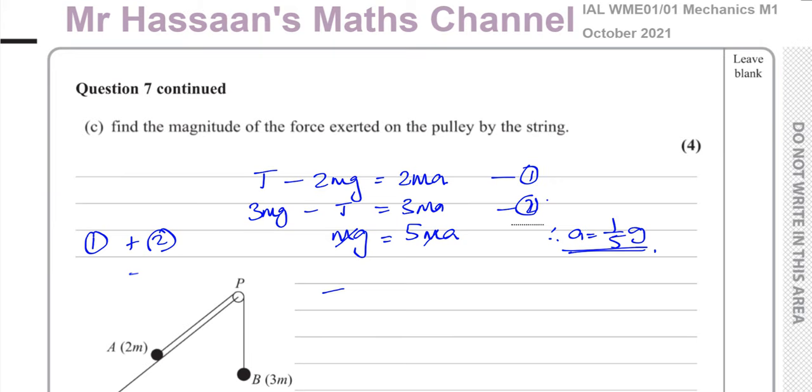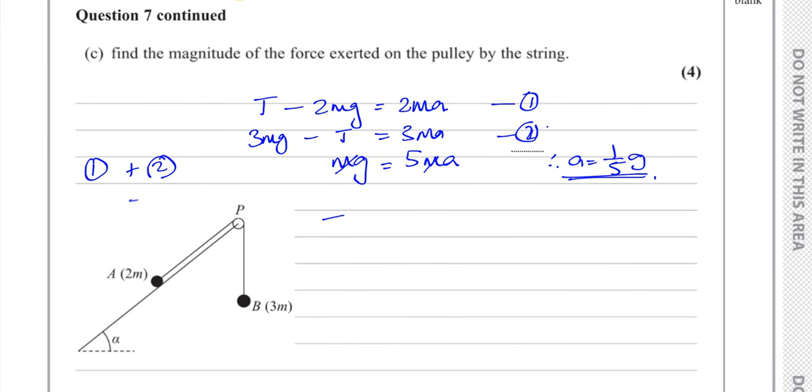Okay, so now the pulley here has forces acting on it, which are from the string, being pulled down basically by these masses. So there's a tension acting in this direction and a tension acting in this direction, and the tension in the string is the same on either side of the pulley. The pulley is a smooth pulley, there's no friction in it, so therefore that tension is the same. So the magnitude of the tension acting in this direction and that direction, they're both the same. So we have to find the magnitude of the force exerted on the pulley, which will be the resultant of these two tensions.